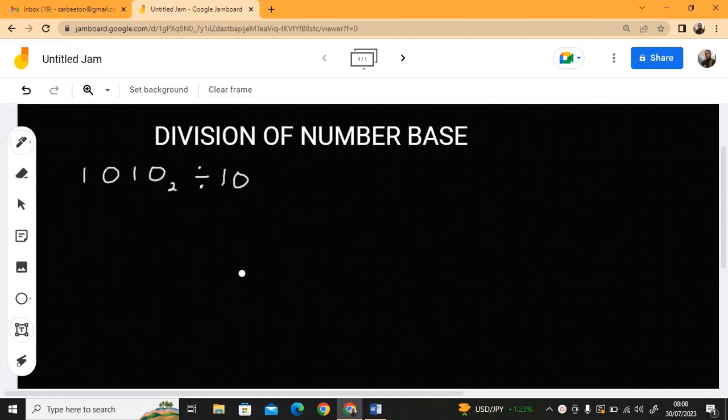I'll show you the first way, which is the normal way you did it when you were in JSS 1 or JSS 3. Then I will show you the best and fastest way of doing this. Normally when you were in JSS, you convert each of them to base 10, because it's in base 2, you divide, and then you convert it back to base 2. So let's do it together.